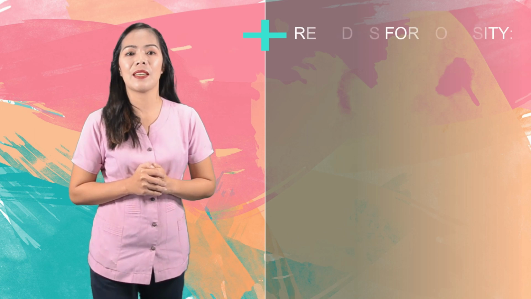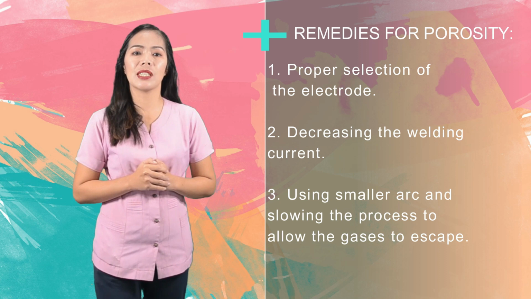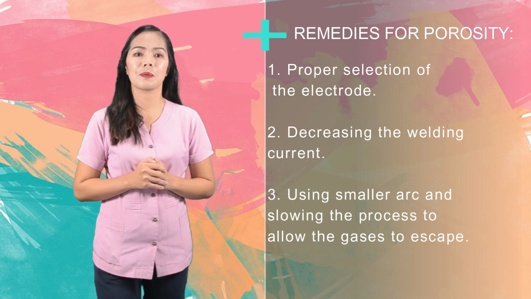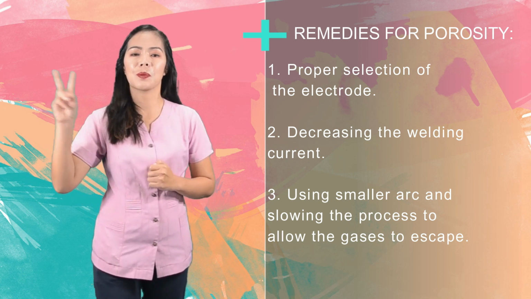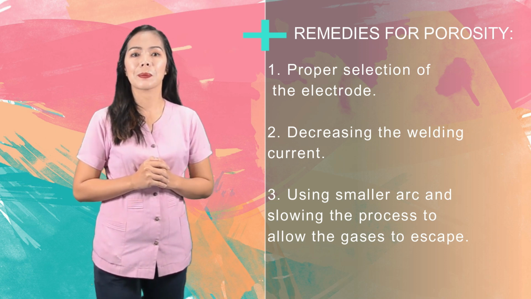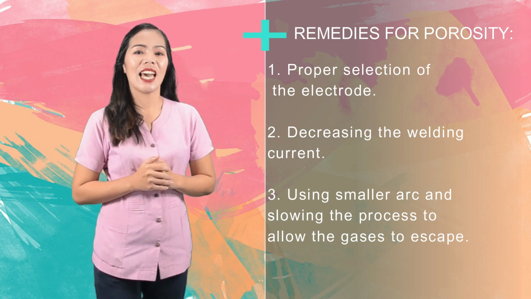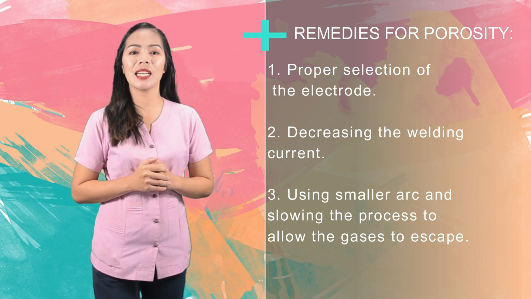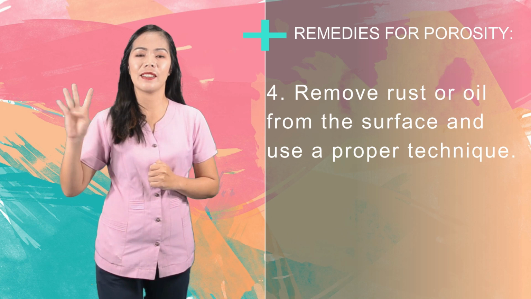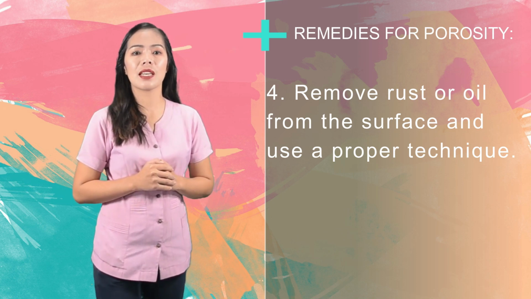Remedies for porosity. Number 1. Proper selection of electrode. Number 2. Decreasing the welding current. Number 3. Using smaller arc and slowing the process to allow the gases to escape. Number 4. Remove rust or oil from the surface and use a proper technique.